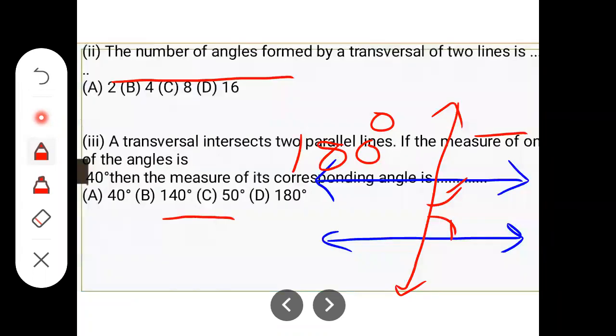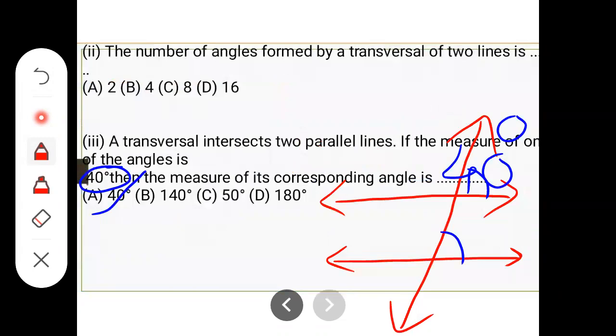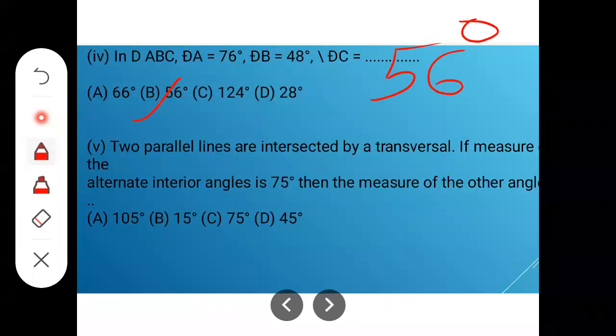Right? So now here, the fourth option we have completed. Now see the fifth one. Two parallel lines are intersected by a transversal. If the measure of one of the alternate interior angles is 75, then the measure of the other angle is.